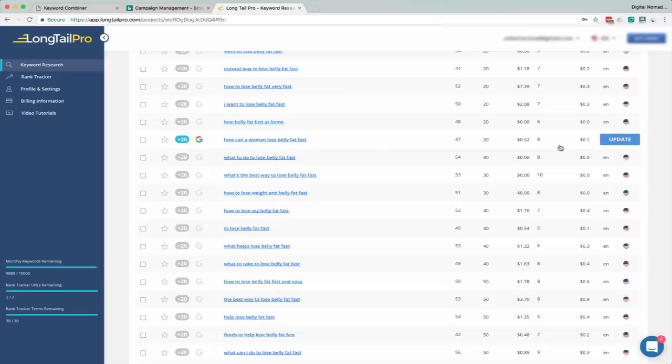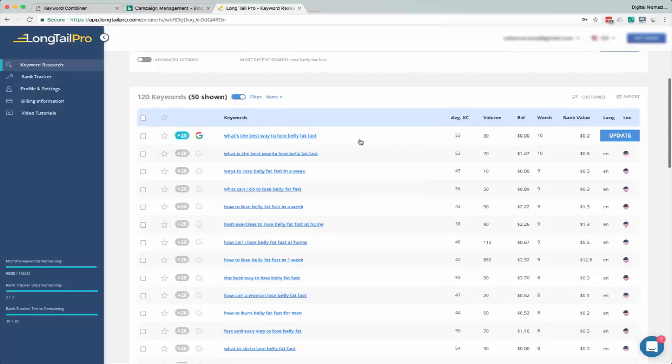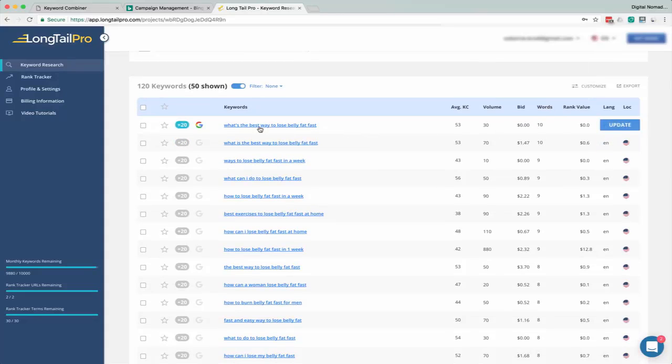How can a woman lose belly fat fast? These are just awesome long tail keywords. One thing, you can find specifically the longest tail keywords, and thus the most likely to convert, the most likely to have the highest click-through rate, et cetera. And you can search by words. So this is a 10-word keyword, what's the best way to lose belly fat fast? That's pretty long, and very likely if you target that specifically with an ad, it's going to get really high click-through rate. If you target that specifically with a product, it's going to get a really high conversion rate.